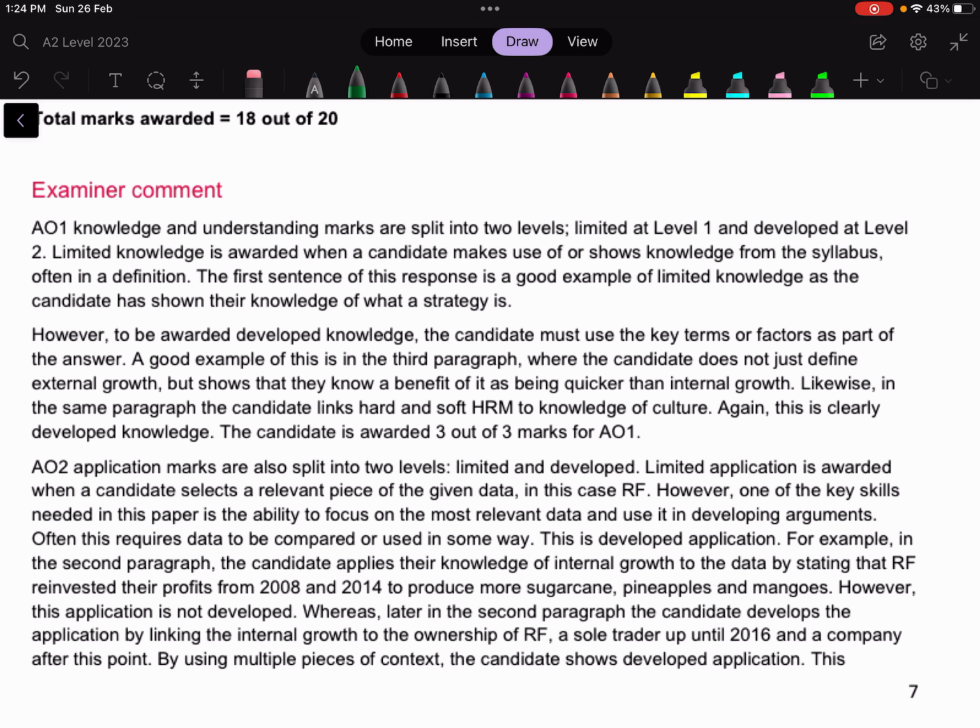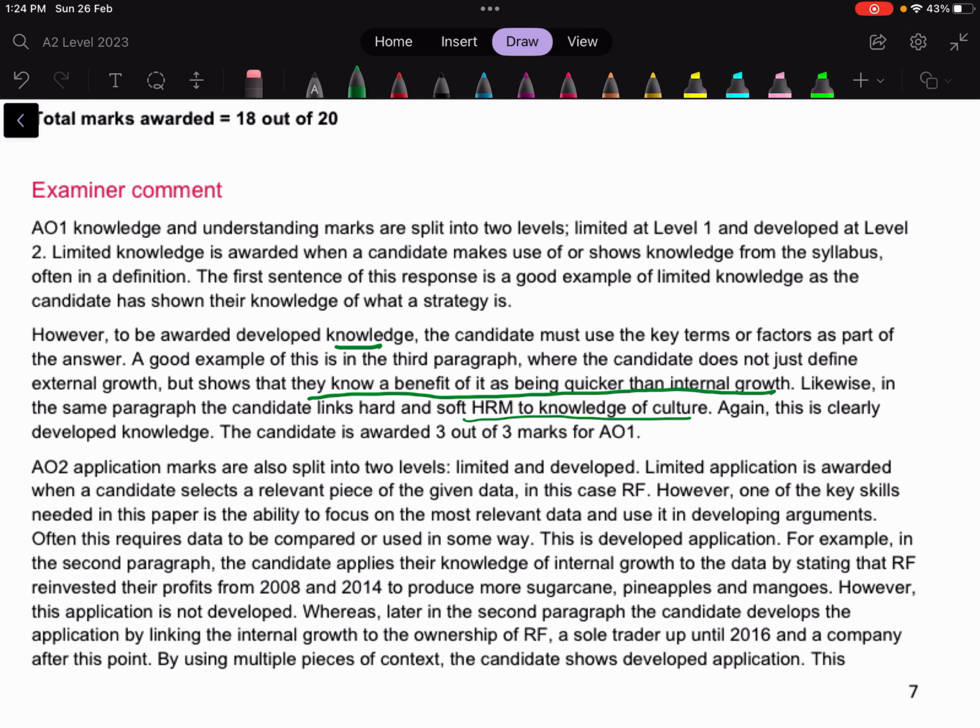So if you go through these examiner comments, you'll know that the comments that we just discussed are how the examiner expects the answer to be written. For example, if you talk about knowledge, it clearly shows that the answer does show a benefit of it being quicker as compared to internal growth. It's talking about external growth, the thing that we marked knowledge above in the answer. And the same thing has been done with respect to the second paragraph as well.